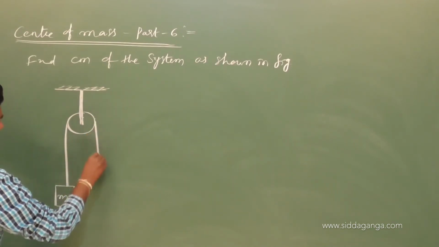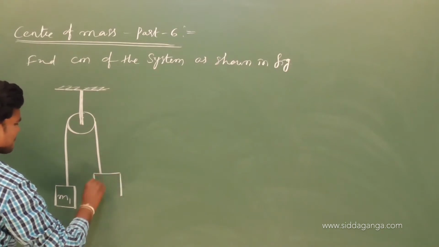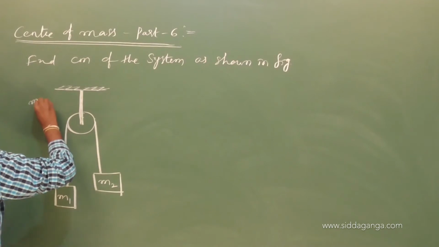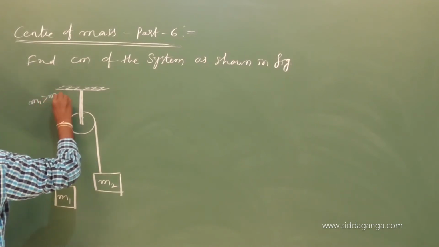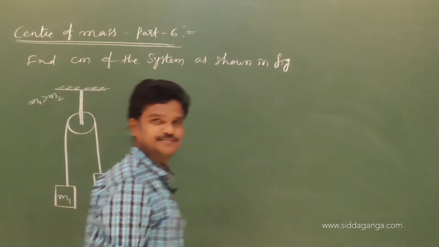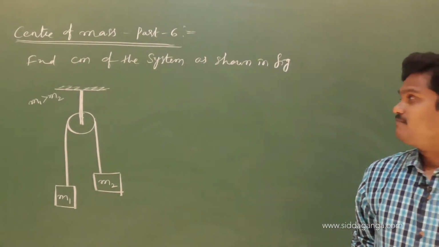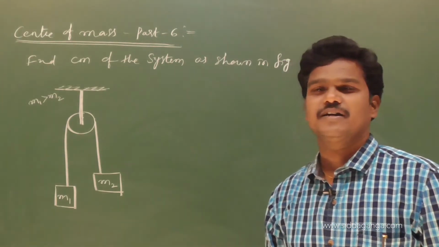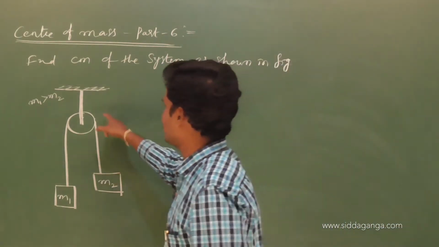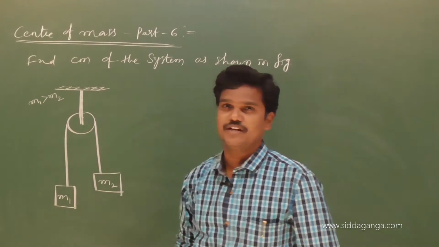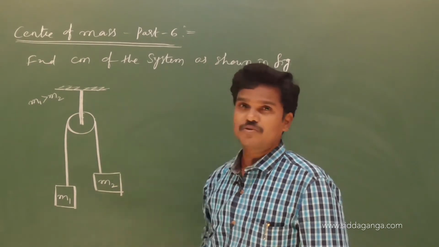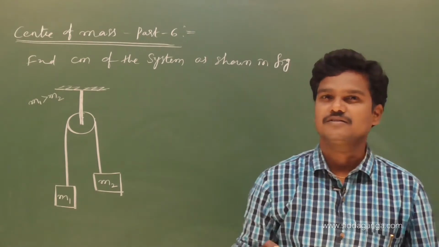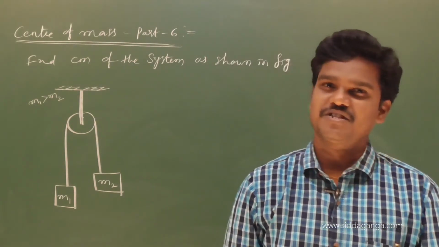M1, M2. Let us suppose M1 is greater than M2. See the given two blocks of masses M1 M2, they are connected to a wire and that wire is passing over a frictionless pulley. So this arrangement you know is called Atwood's machine. So it is there in laws of motion chapter, Atwood's machine.